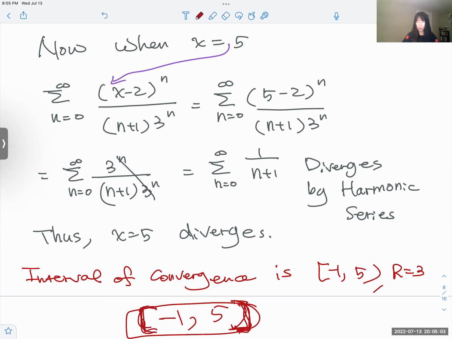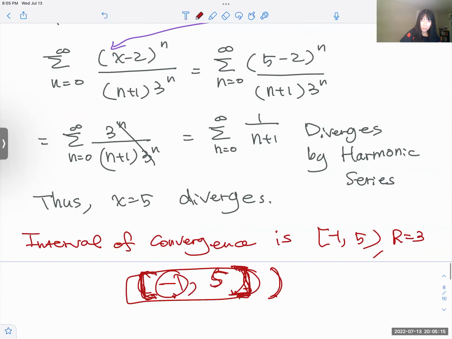-1 was convergence. That's why we include the point in the interval of convergence. +5 was divergence, so we don't include the point. That's the reason we did all this.